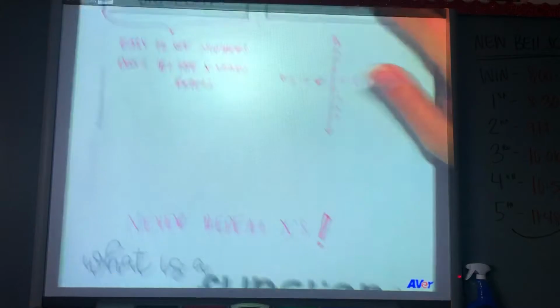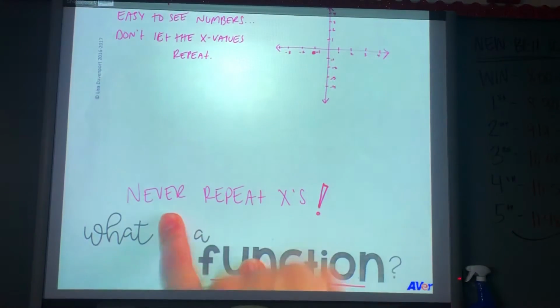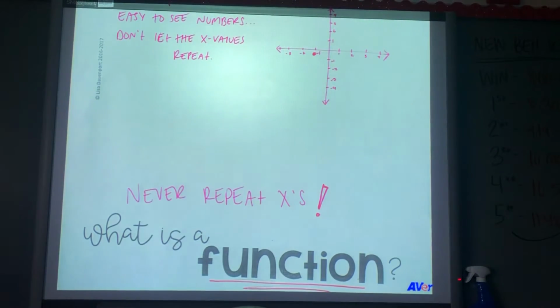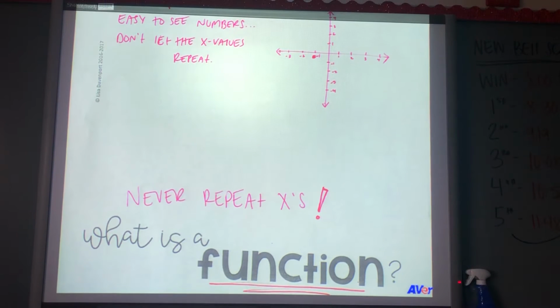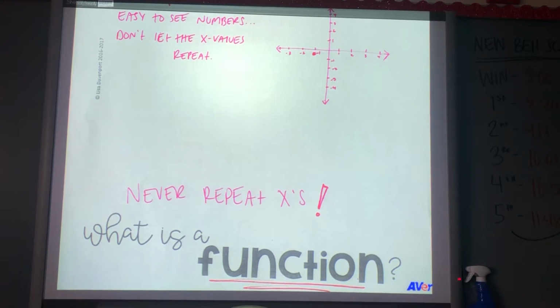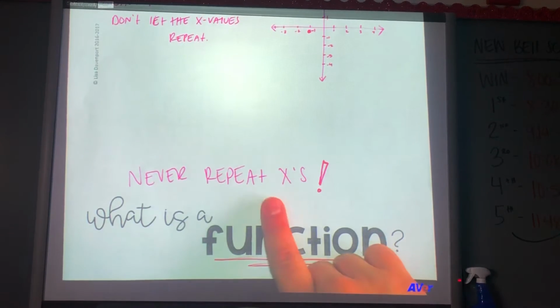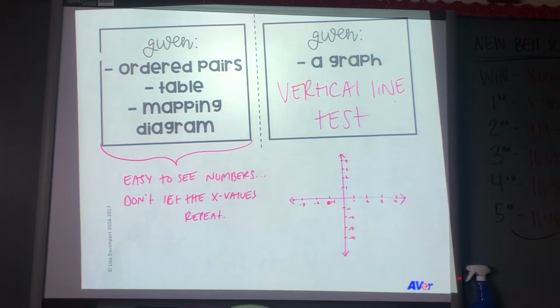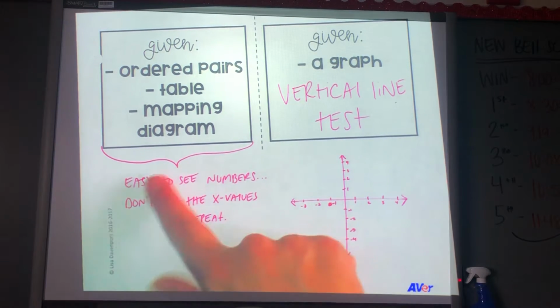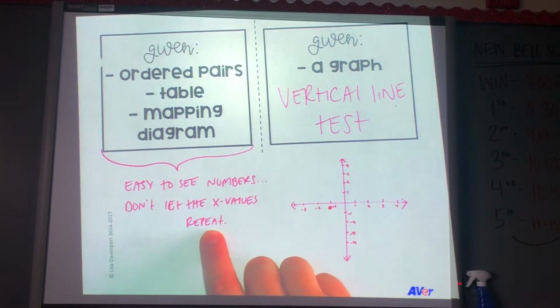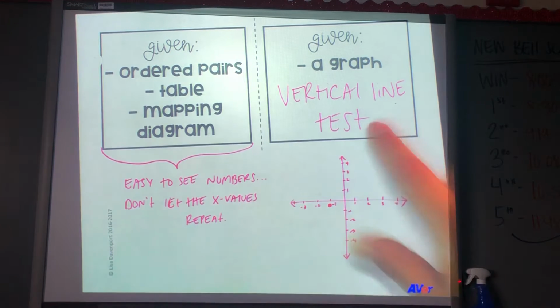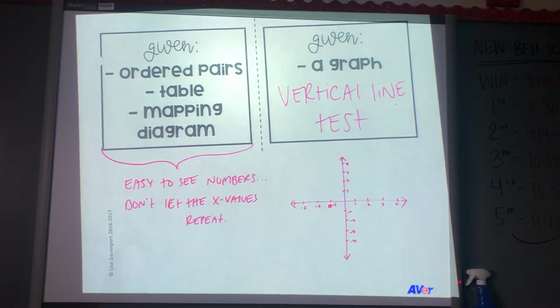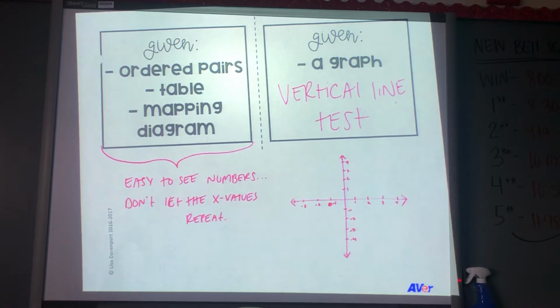So first, I almost forgot to say this. The way that we figure out if it's a function or not is never repeat x's. That is my way of remembering. Never repeat x's makes it a function. So whenever we have stuff that's pretty easy to see, like ordered pairs and tables that have numbers, don't let the x values repeat. If we have stuff like graphs where it's not easy to see, we have to use a vertical line test.